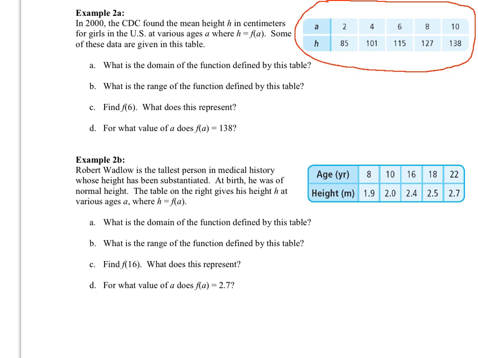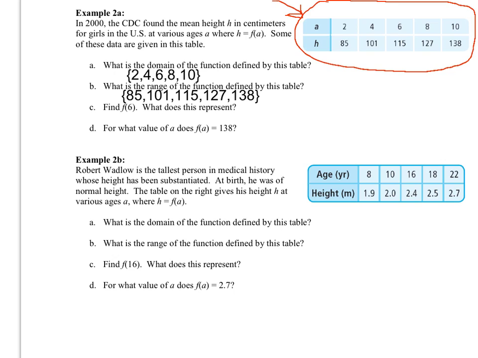The first question, part A, is what is the domain of the function defined by this table? Well, the domain is going to be all the A values, and I'll show you how you're going to write them. As you can see, I typed in the answer. You use a brace, and then all the domain values are going to be those top values for the A. So 2, 4, 6, 8, and 10. Then the range would be those H values, 85, 101, 115, 127, and 138.